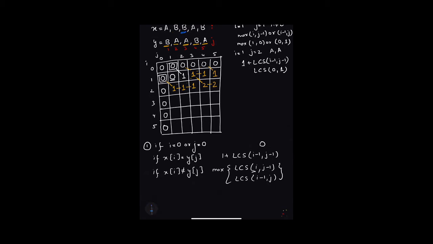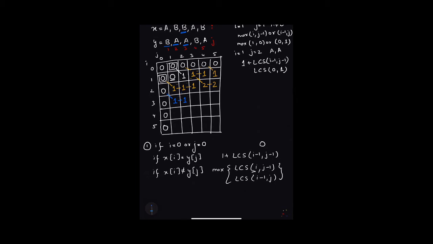Now let us check for i equals 3. You can see that b and b match, so I'm going to add 1 to the diagonal element. B and a do not match, so I'm going to compare these two elements and will say that I have taken the maximum of both. Then I'm again going to check for b and a, it does not match.